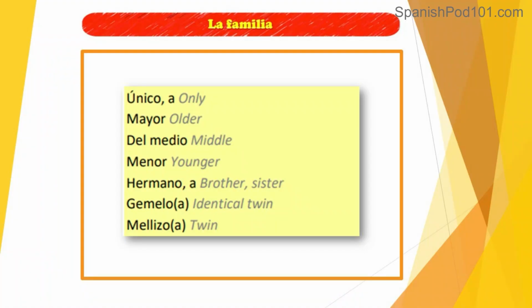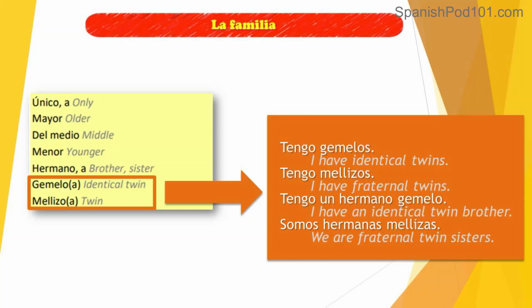Único, única. Mayor. La del medio. Menor. Gemelo, gemela. Mellizo, melliza. For twins in Spanish, we're gonna have gemelos and mellizos. So gemelos are identical twins, and mellizos are going to be fraternal twins.